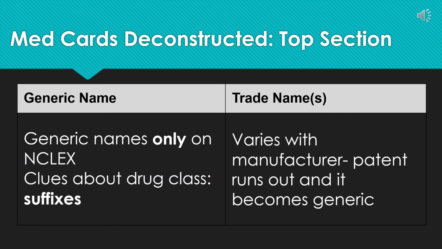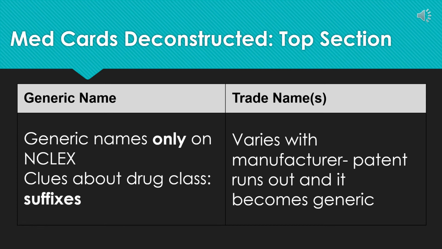So when you're making your medication card or medication information sheet, the first thing you're going to want to do is start with the name. As you learn in pharmacology, medications have two names, generic name and a trade name. The generic name is the only name you will see on the NCLEX. So if you're going to memorize a name, memorize that one.